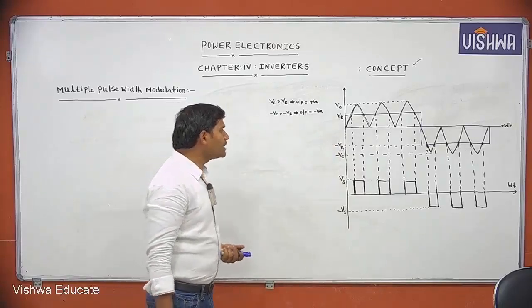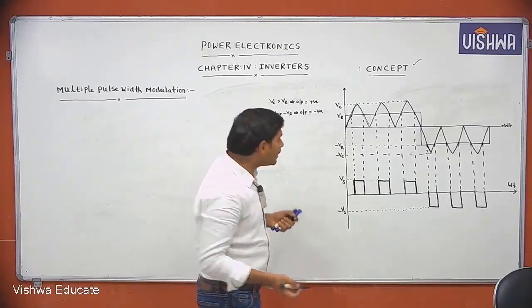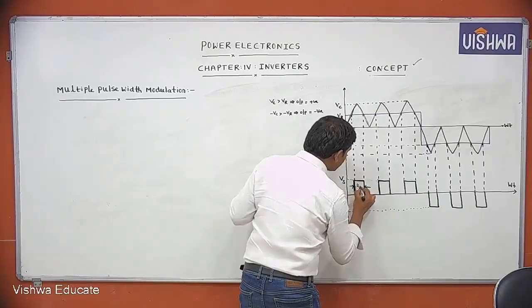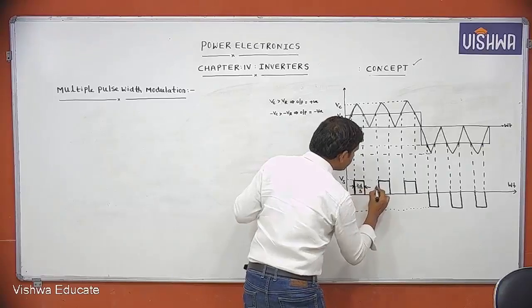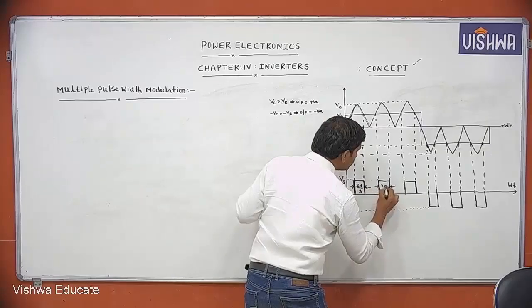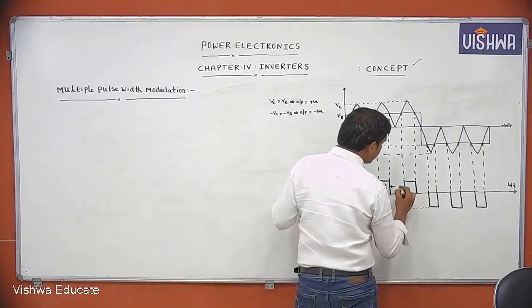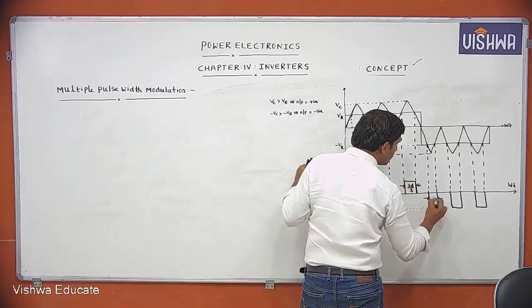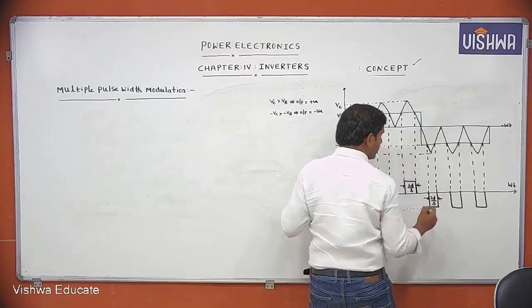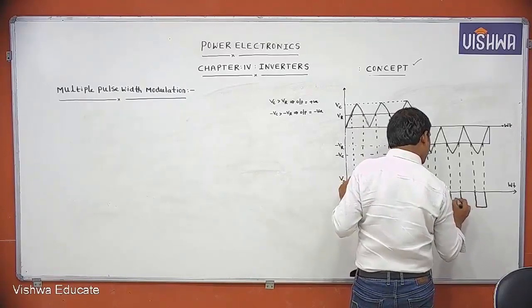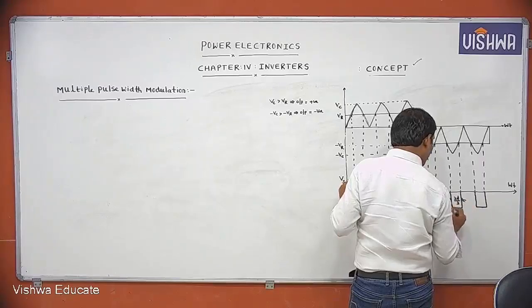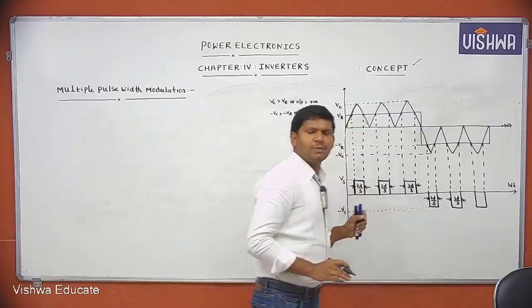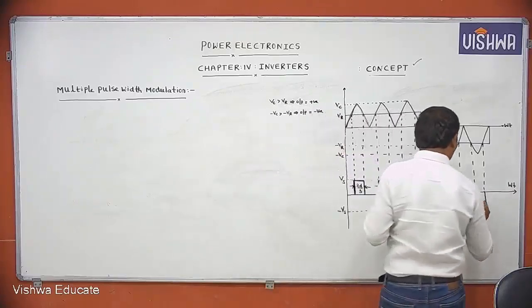Then how many pulses per half cycle? 3 pulses per half cycle. Then what is each pulse width? This is 2d by 3. This also 2d by 3. Each pulse width is 2d by 3 because the number of pulses per half cycle is 3. For n pulses, each pulse width is 2d by n. Like that, it is 2d by 3.